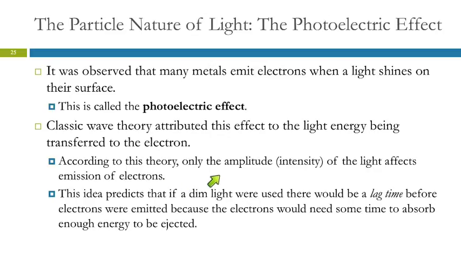This would predict that only the amplitude or the intensity of the light would affect whether electrons are emitted or not. So if you had a bright light, you'd get electrons being emitted. If you had a dim light, you maybe wouldn't get any electrons. Or there might be a lag time. The electrons are absorbing the energy from the light, and so it might take a while before the electron gets enough energy from this dim light to be ejected.